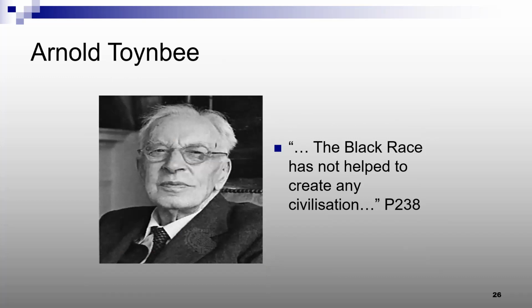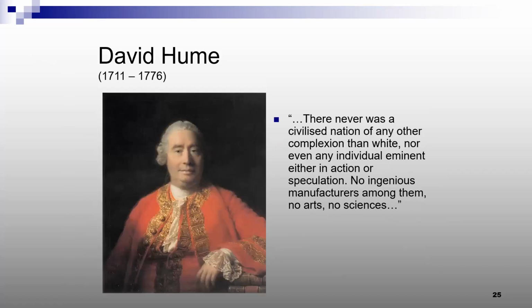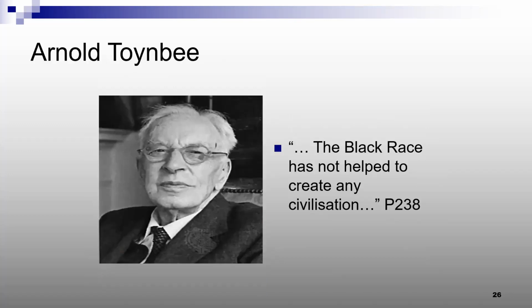And then about 120, 130, 150 years later, Arnold Toynbee, known as a leading historian, says exactly the same thing: "The Black race has not helped to create any civilization." So he studied 21 civilizations, and none of them were Black, according to this individual, even though white people were not in some of the places where these civilizations had occurred. So you can see a similarity between this quotation, which comes approximately 150 years later, and what David Hume says. So philosophy does its own.